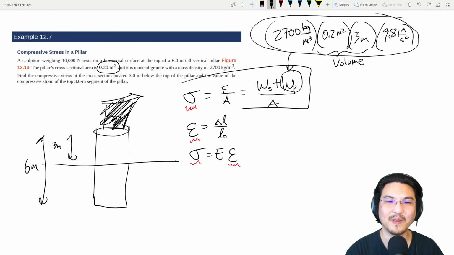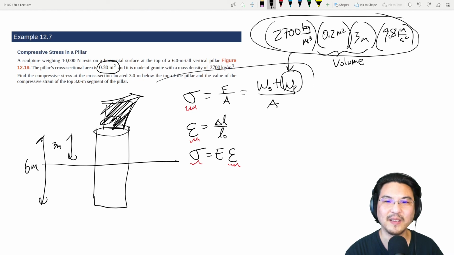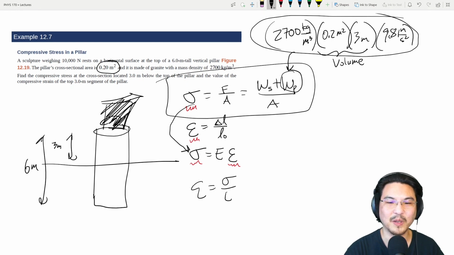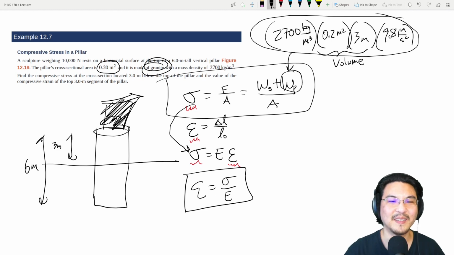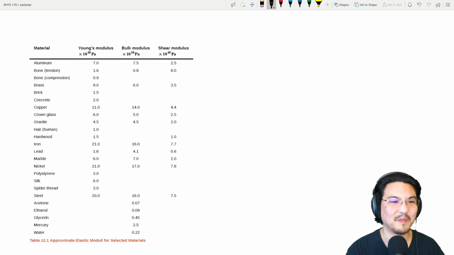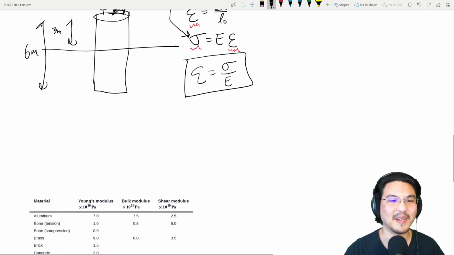Now we got the stress. And then what should we do next? We can take that and plug it in right here and then get the strain. And that's pretty much it. We're done. We don't need this. And then what is the modulus of elasticity for granite? We just look it up. There you go. 4.5 times 10 to the 10 pascals. Got it.